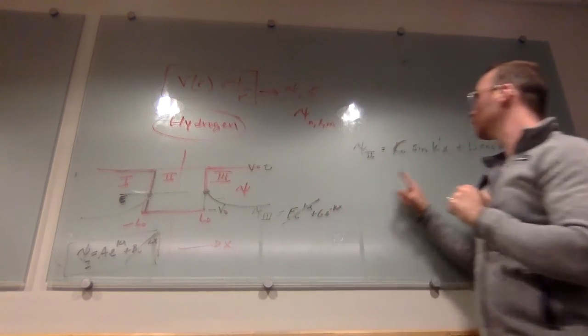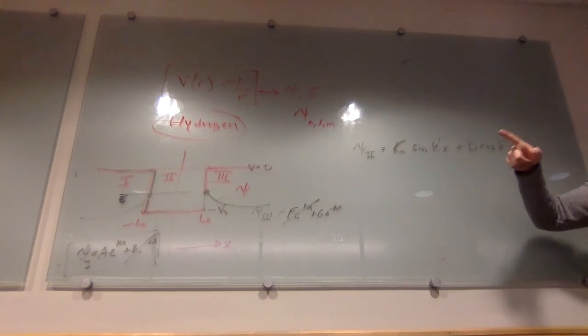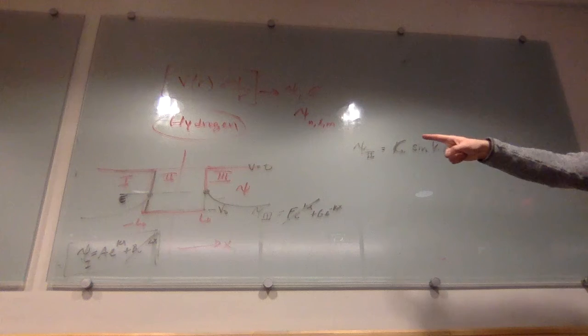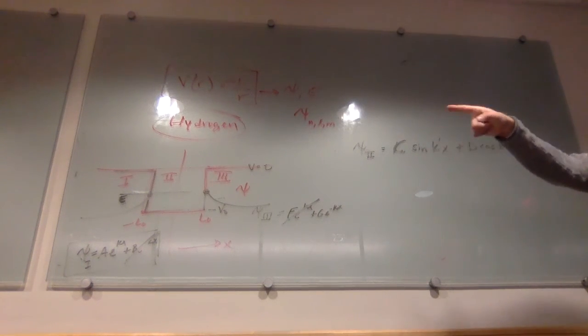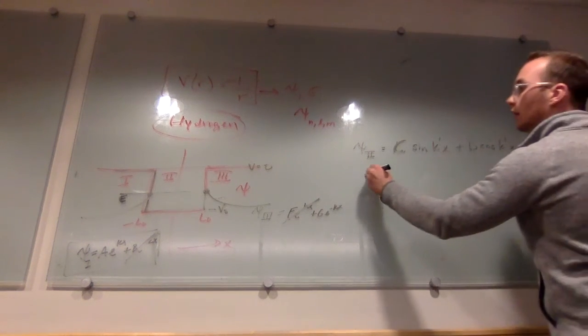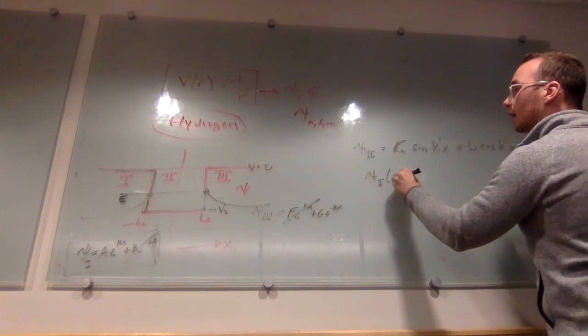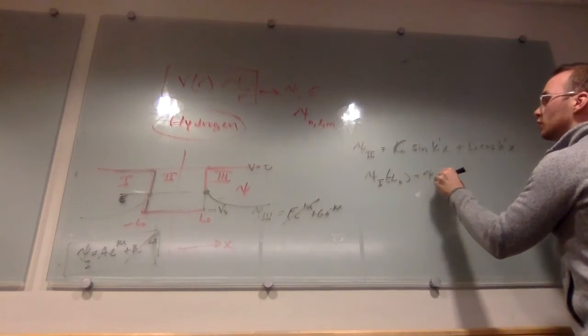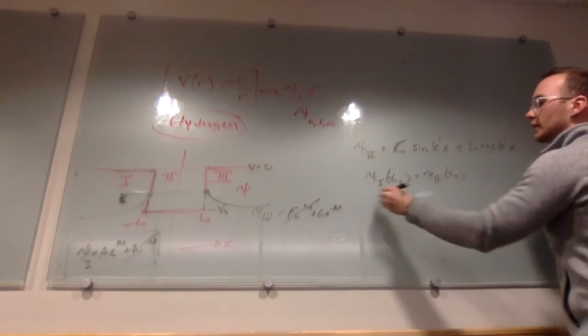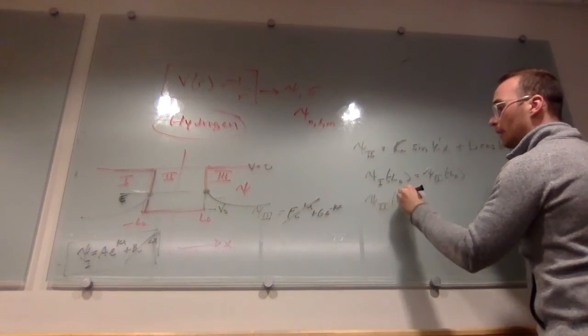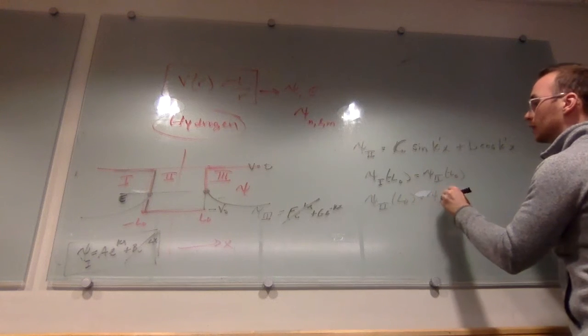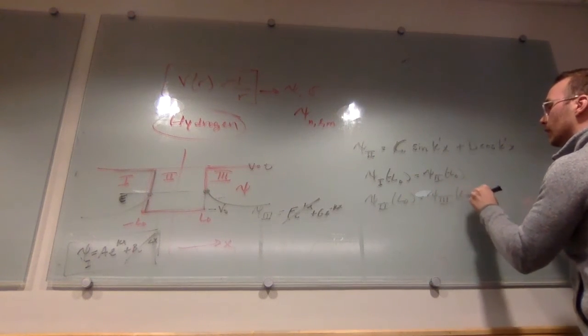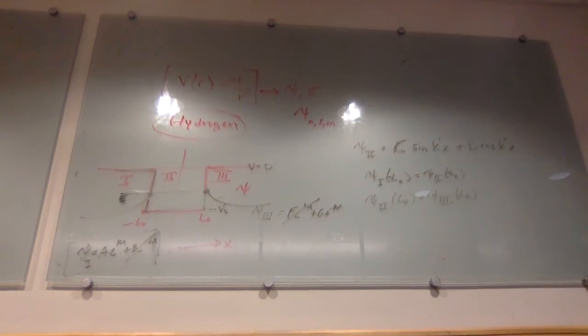So now psi 1 and psi 3 have just some positive number value here and here. And now I need to use the boundary conditions: psi 1 at negative L naught is equal to psi 2 at negative L naught, and psi 2 at positive L naught is equal to psi 3 at positive L naught. Right, those are just the boundary conditions.